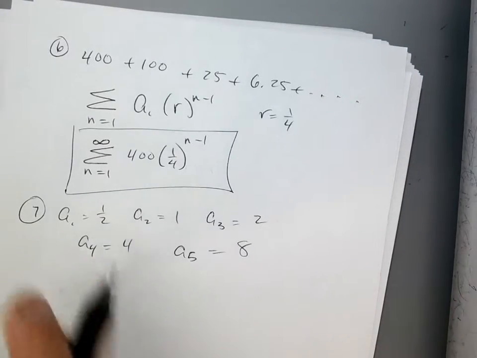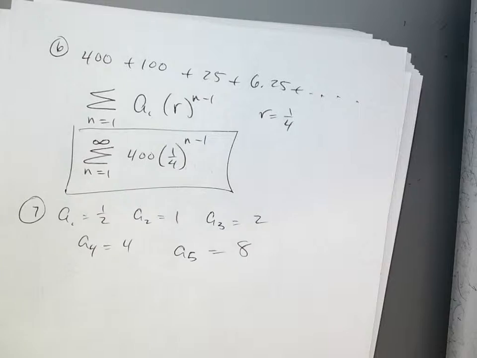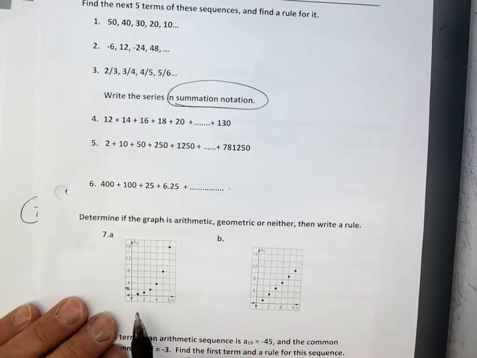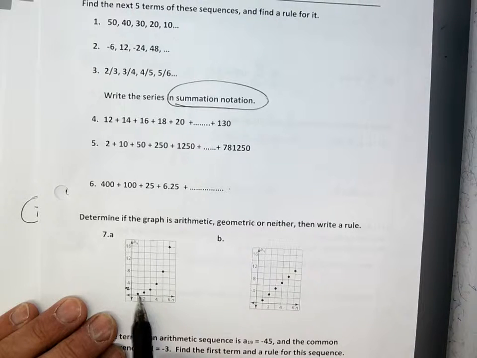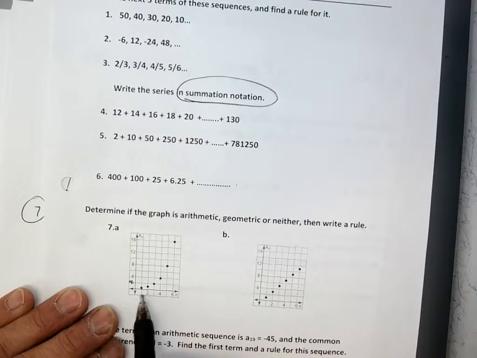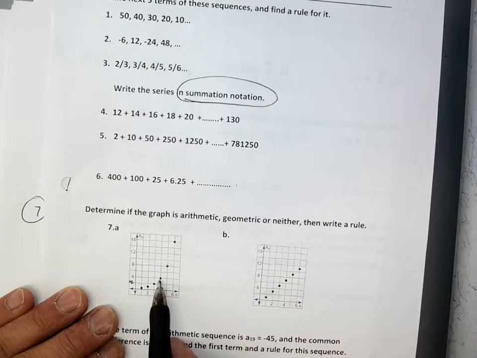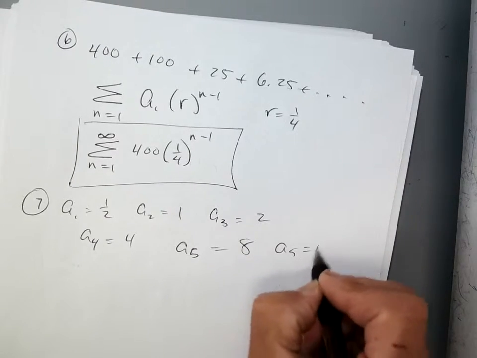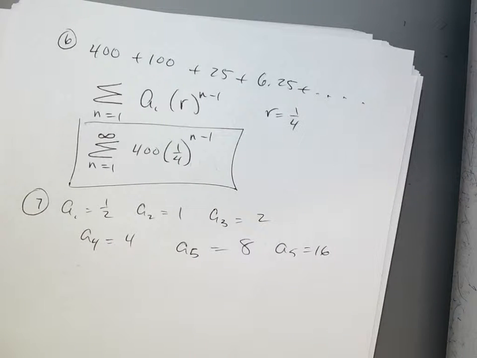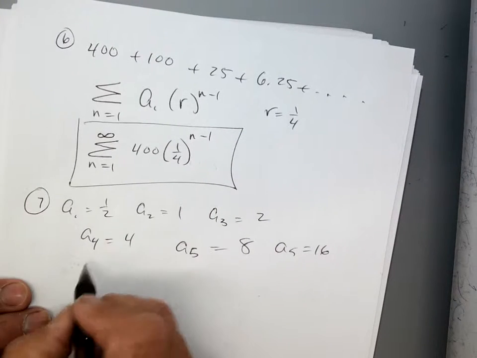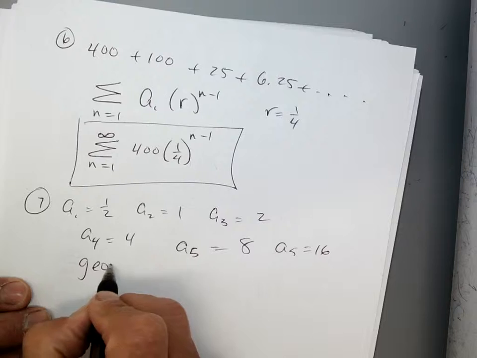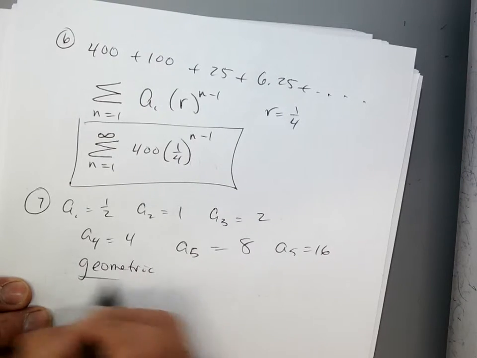Okay, so what do you notice? Arithmetic or geometric? Geometric. And I got that just by looking at the chart. First term looks like about 1/2, 1. Do you guys see how I'm getting that? And then I've got 2, and then 4, 8, and then 16, right? So A5 is 16. So I agree, geometric, right? So then write a rule. So I'd say it's geometric. Okay, I'm going to circle that.